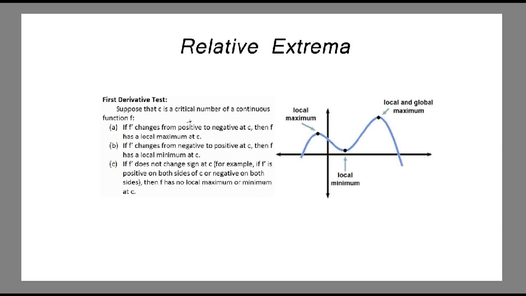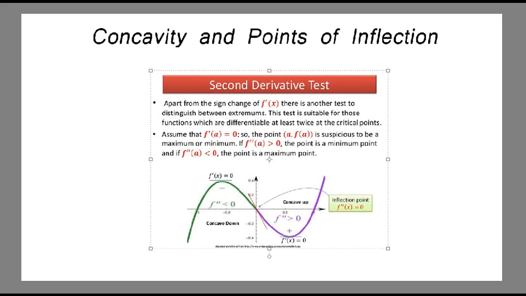Now we can use the information to find the relative extrema. Local maxima will occur at critical points where the derivative changes from positive to negative. Local minima will occur at critical points where the derivative changes from negative to positive.